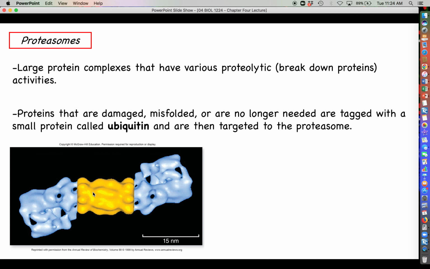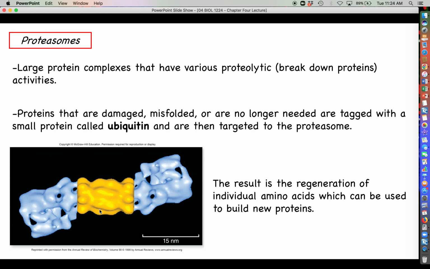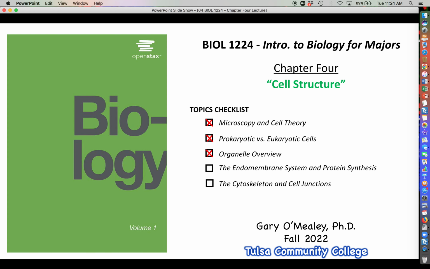It looks like a garbage can that has two different flaps to it. The protein will be threaded through the cylinder here, and the enzymes that are inside the proteasome will start breaking peptide bonds and regenerate individual amino acids that can then be used to build new proteins. It's kind of like a recycling program.